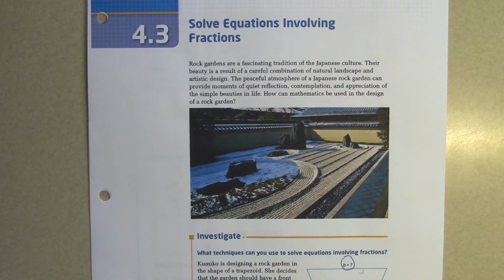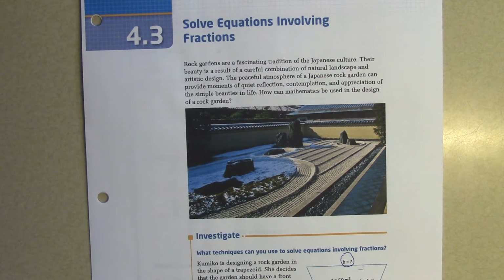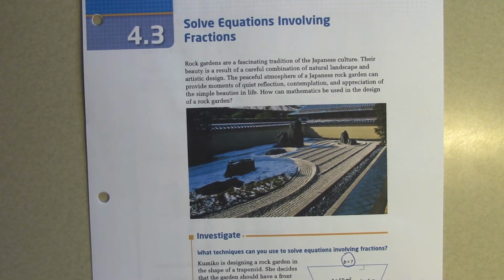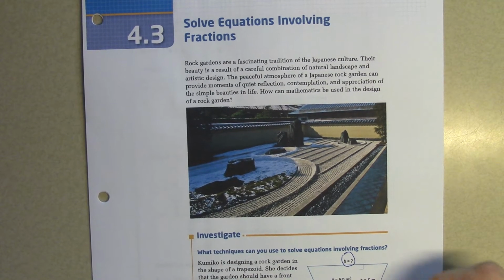So the way we do that, we substitute in our values. So 50 for A is equal to 8 for a plus b, times h, which is 5, all divided by 2.